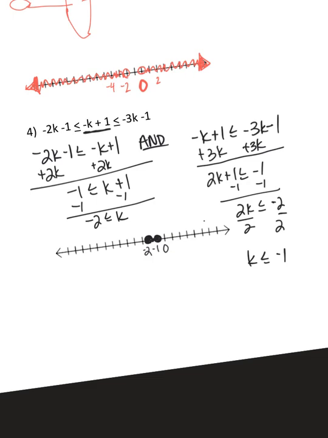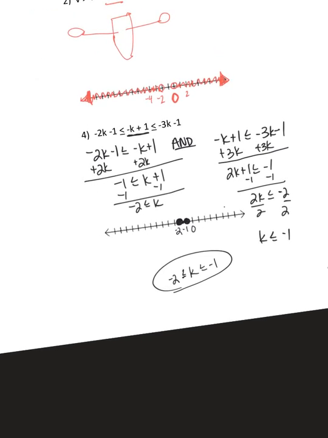So this is a true and, which means that k is between negative 1 and negative 2. So it is bigger than negative 2 and less than negative 1. And so we can write it as a compound inequality like that. Okay, so it's number 4.